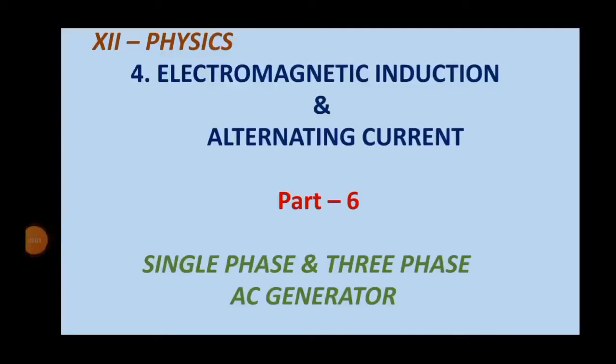Hi student, today's 12th standard physics lesson is electromagnetic induction and alternating current. In this session we are going to see the single phase generator and the three phase generator. So when is a generator said to be a single phase generator? That is what we are going to see now: the single phase AC generator.